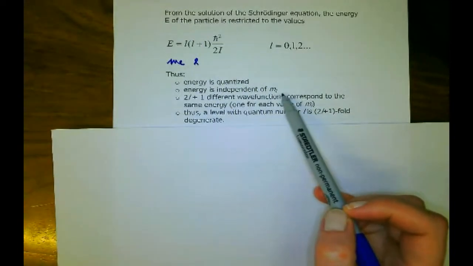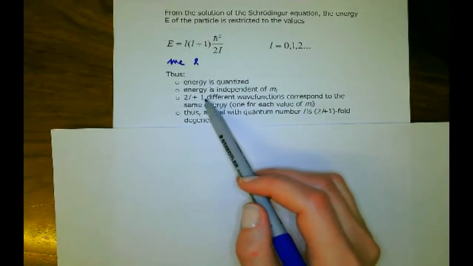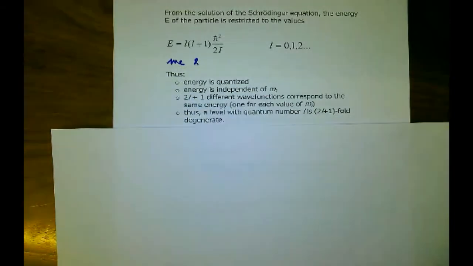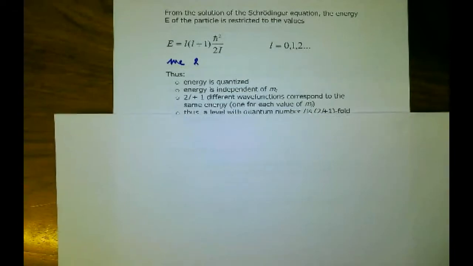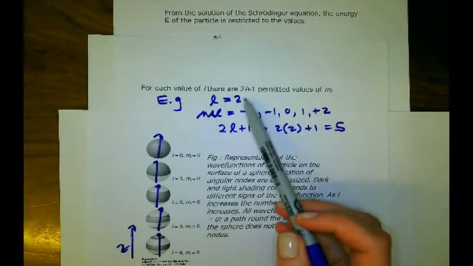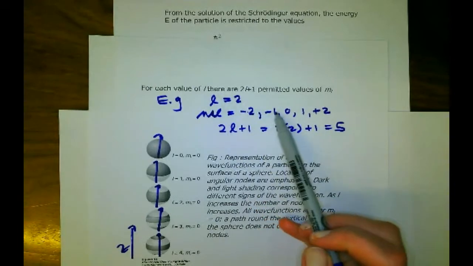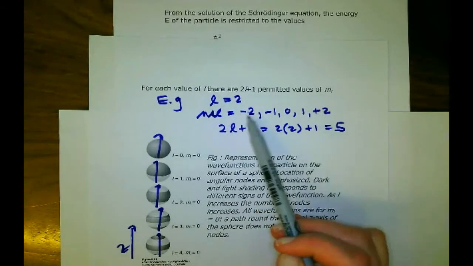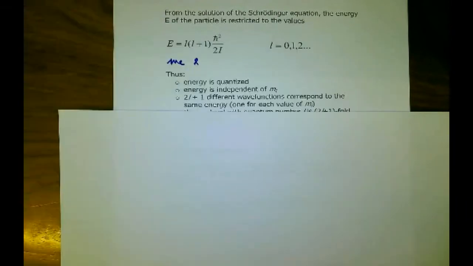We definitely have quantization because the quantum number L is present. It's independent of ML, and we've already said that there are 2L plus 1 different values for ML for a specific value of L. And all of these will have the same energy because energy is only determined by L. So if we go back to this example that we looked at, each of these will have the same energy because ML does not determine energy.